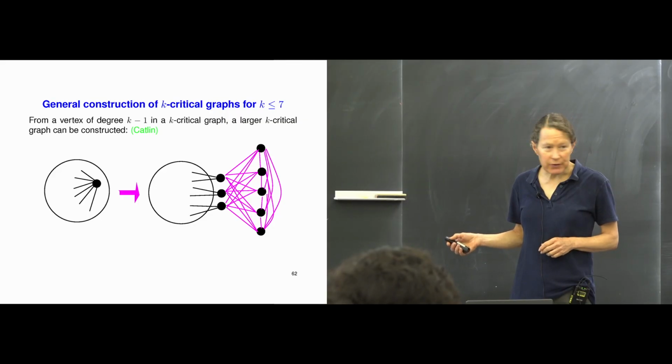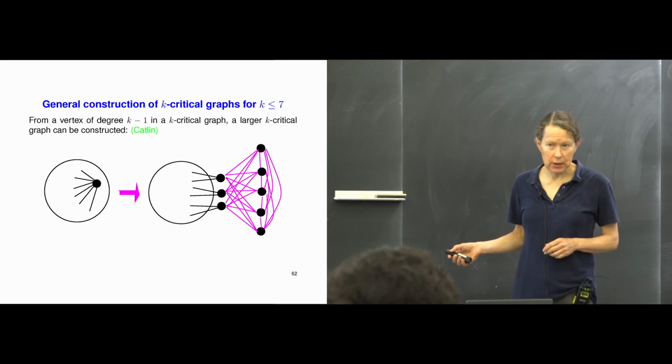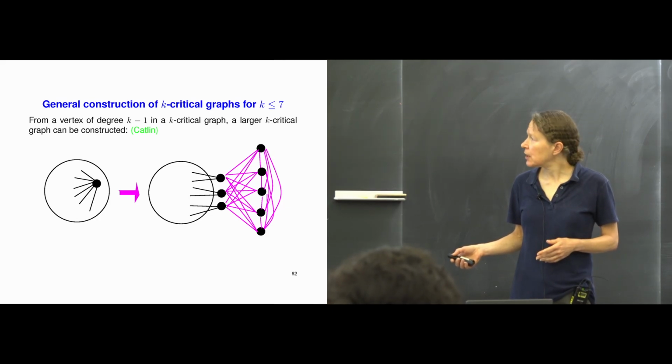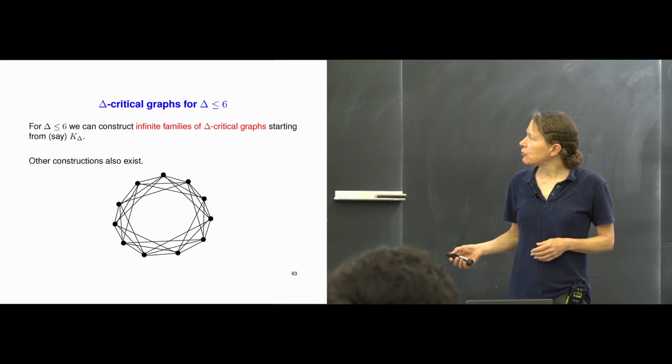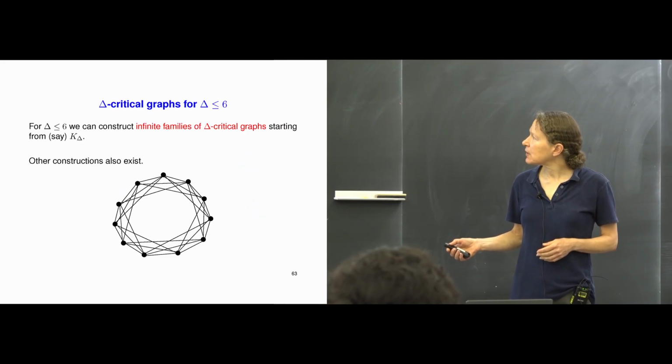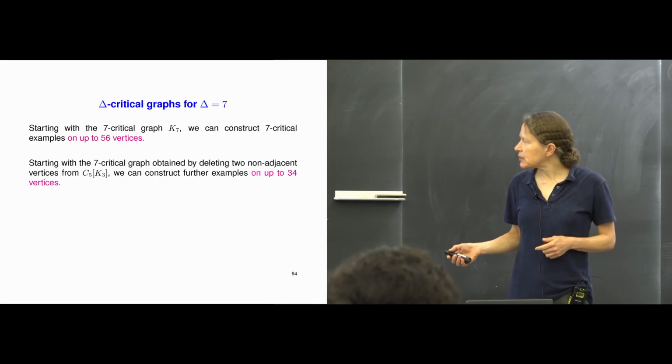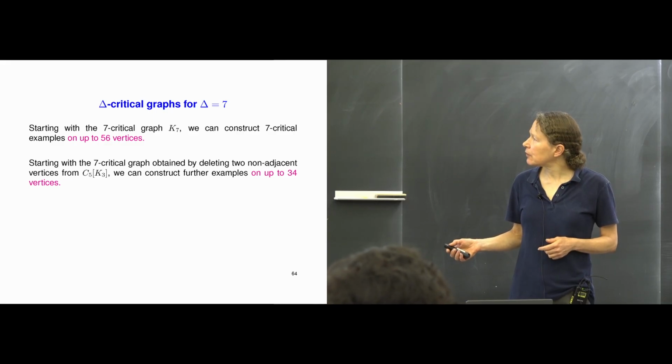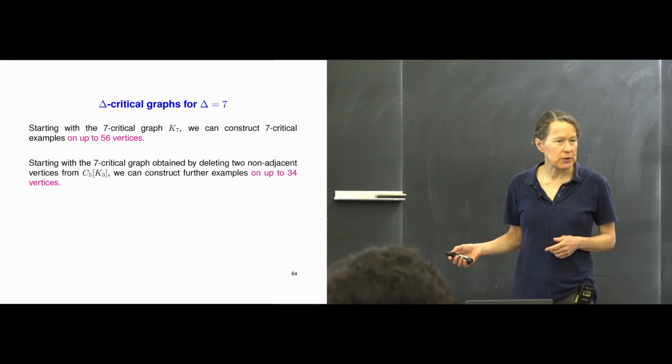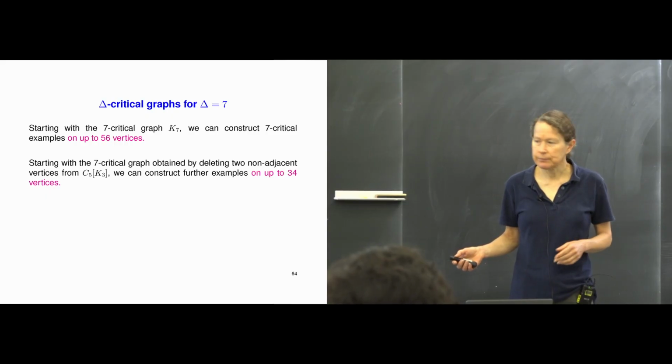However, when k is 7, when you do this, you lose your vertex of degree 6, and you don't get any more back. So you can do this, say, starting with K7, that has 7 vertices of degree 6, but you can only do it 7 times, and then you will get stuck. You will not get any bigger. So that's a way of constructing, okay, this is what I just said for delta at most 6, and there are other constructions as well, right? But for delta 7, if you start with the 7-critical graph K7, you can only get up to 56 vertices, and then you don't get any more examples.